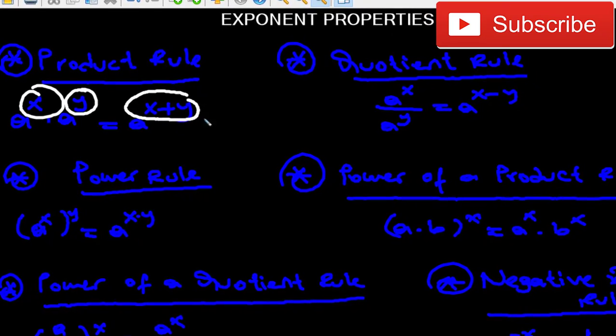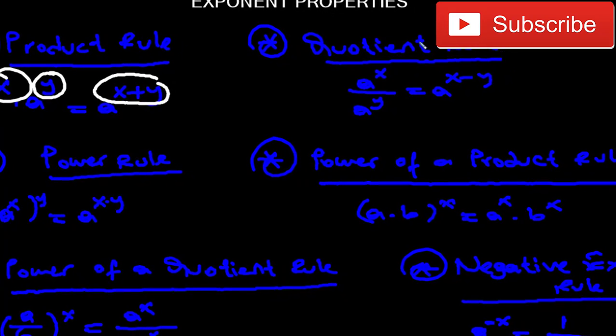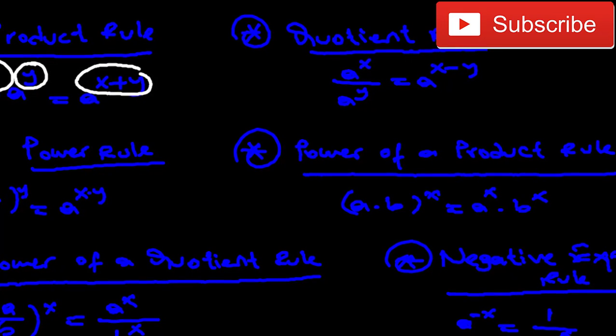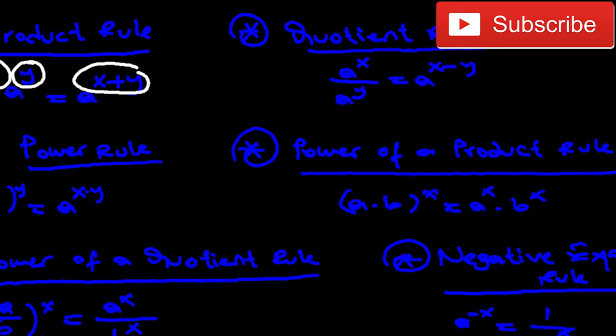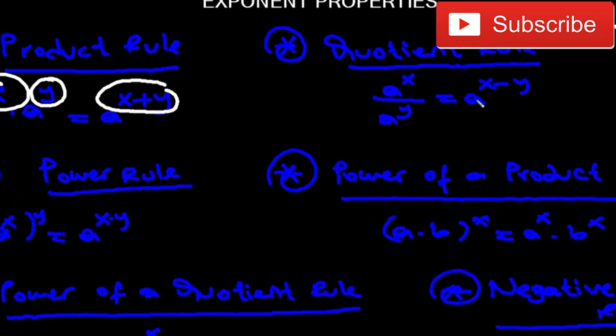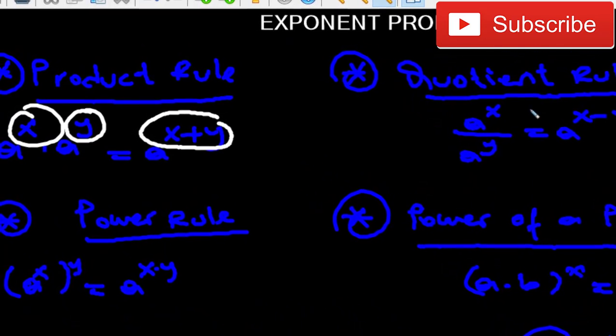Then let's move on to the second property, the quotient rule. In the quotient rule we're going to see two powers with the same base being divided. In this case division implies subtraction for exponential expressions, so that's why we're going to subtract this little tiny exponent. So the result is going to be equal to a to the power of x minus y. In the next slide I'm going to show you a lot of examples about this.